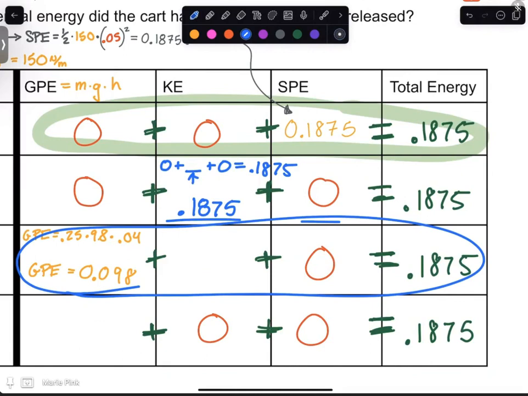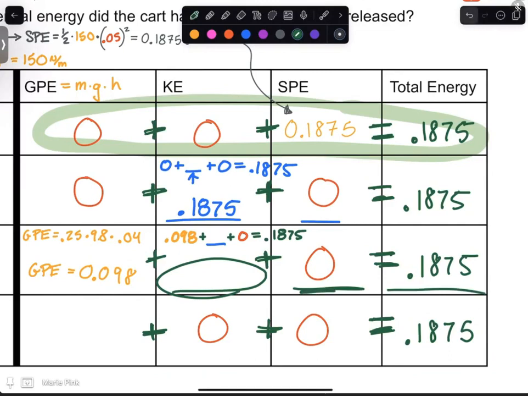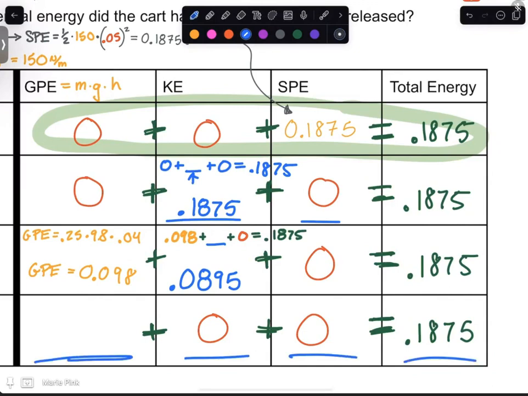But now we've got a number there. So what I'm going to think is, okay, so this is 0.098 plus whatever this box is, plus the 0 has to be equal to 0.1875. So if I plug this into a calculator, I'm just going to subtract the 0.098 from both sides, and I get 0.0895. And again, the bottom row, something plus 0 has to equal 0.1875. So then this is also 0.1875. All right, and that does it for finding the energy.